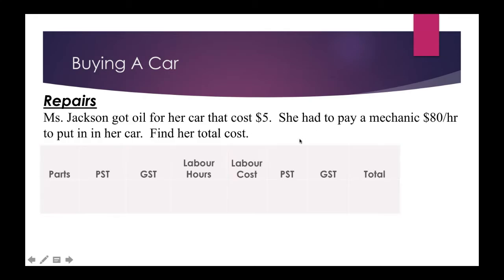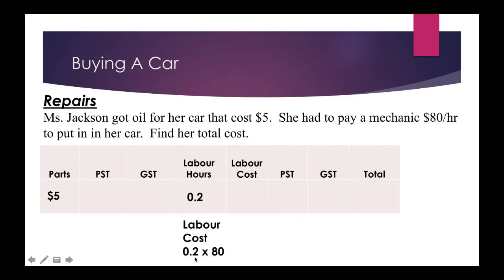Well then, guess what? Another chart. There's only one thing that's different here. In this question, if you see in the question itself, she has to pay a mechanic $80 an hour. So let's have a look. Oil for the car was $5. You throw that right there. Next, what if the mechanic said, "I'm charging you for 0.2 hours." Now, in case you're wondering, that's 12 minutes. It took the mechanic 12 minutes to put this oil in her car. He's charging her for that. That's right.